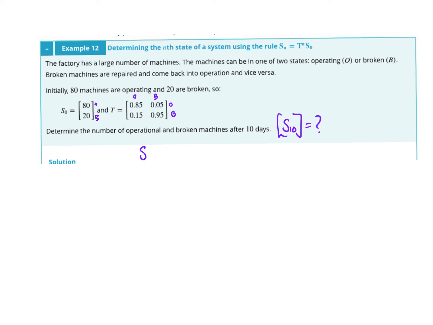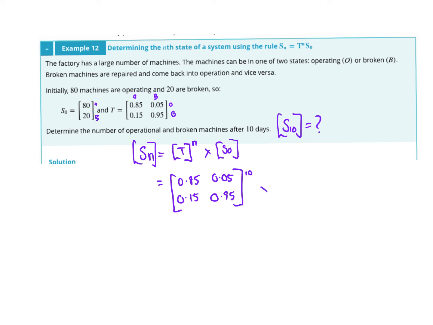So I'm going to use that nth term formula where we said we can find any state by raising the transition to the power of that state times the initial beginning. So in this example, I'm going to pop in that transition again, and this time I'm going to do it to the power of 10 and times the S0, which is 80 and 20. So you just pop that into your calculator and we get 30.9 and 69.1.